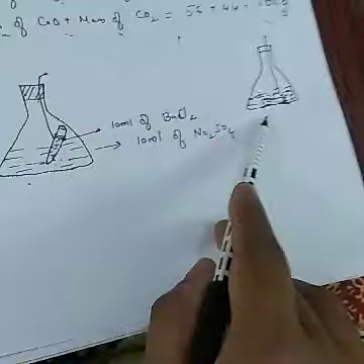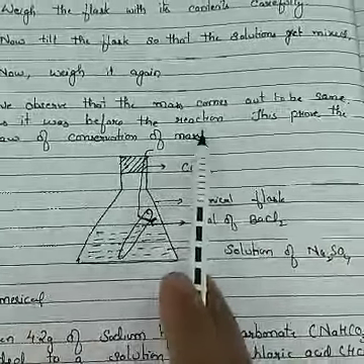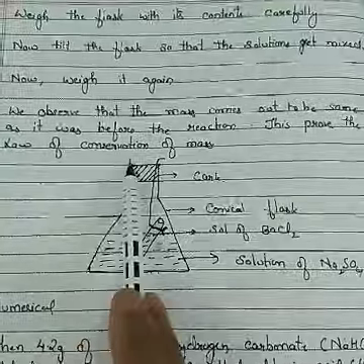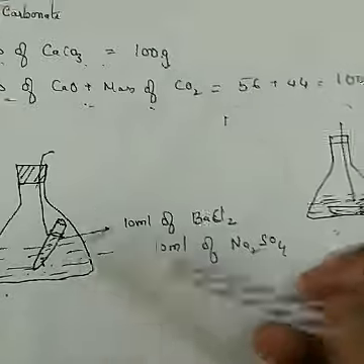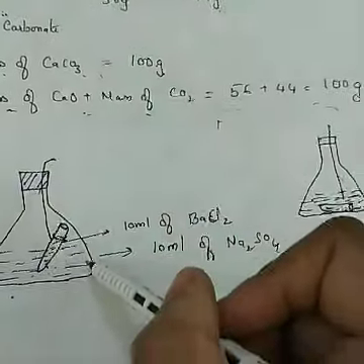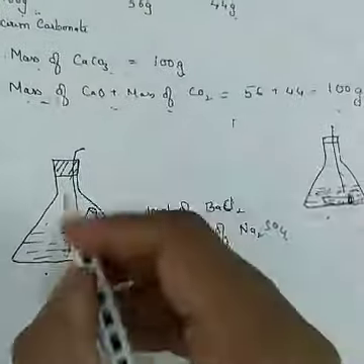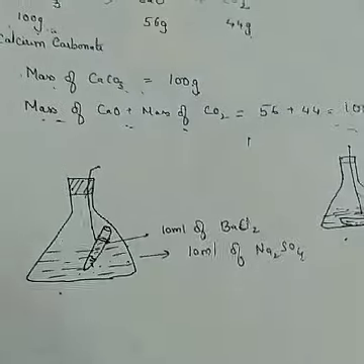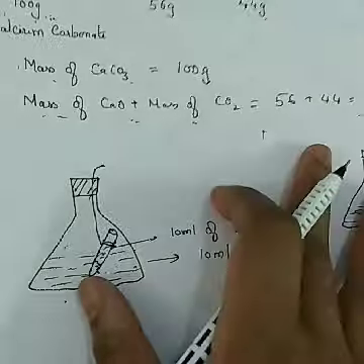Now weigh it again. Again you weigh this conical flask in which the test tube has been tilted. We observe that the mass comes out to be the same as it was before the reaction. So this proves the law of conservation of mass. The weight of the flask before it is tilted and after it is tilted comes out the same, because mass cannot be created and cannot be destroyed in a chemical reaction. Okay, so this is the law of conservation of mass.